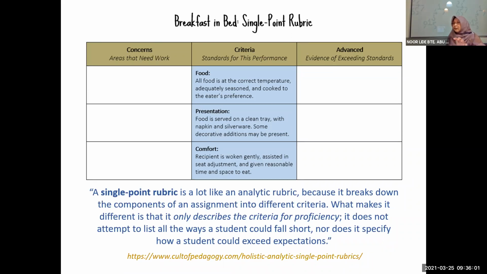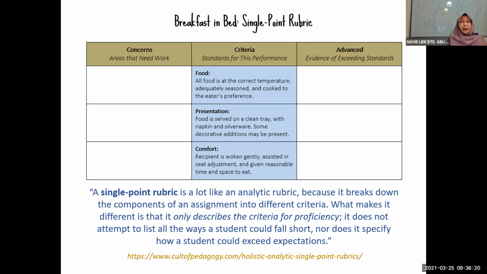Now, if they don't achieve this, what you can do is put some comments under areas that need work. And if they have exceeded, then you can also put some remarks over there. Why is it that they have exceeded the standards that have been placed?